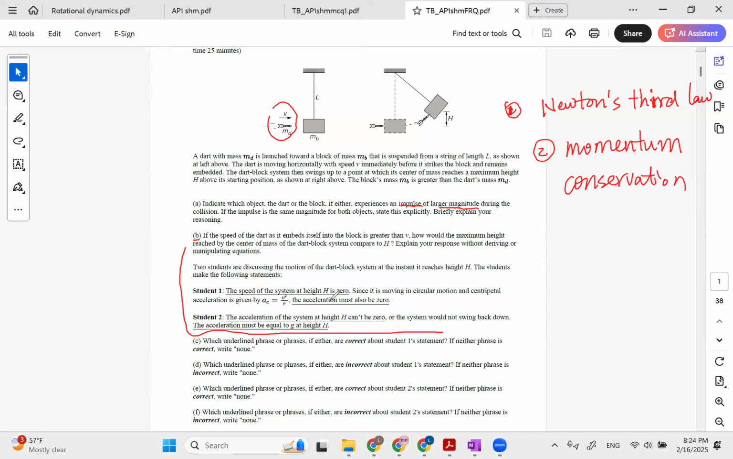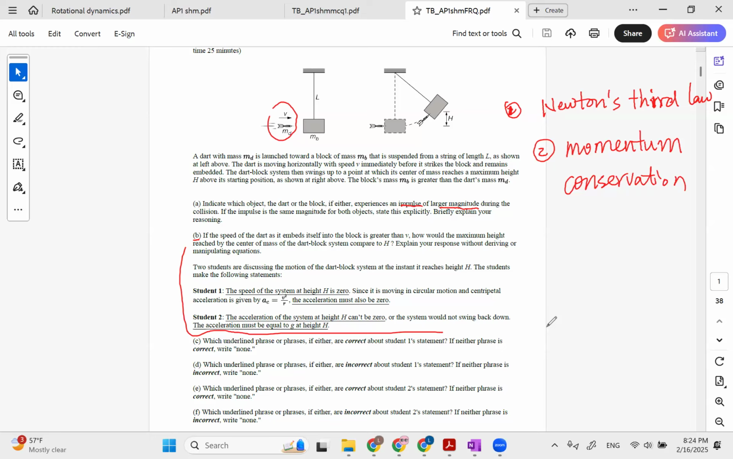Why? Because 1/2 (md plus mb) v squared equals (md plus mb) g h, and 1/2 v squared equals g h. Yeah, I'm not sure. I just thought it was higher. Higher, that's correct.